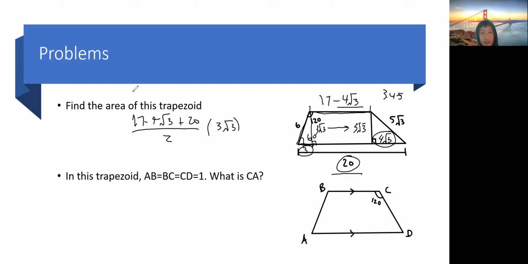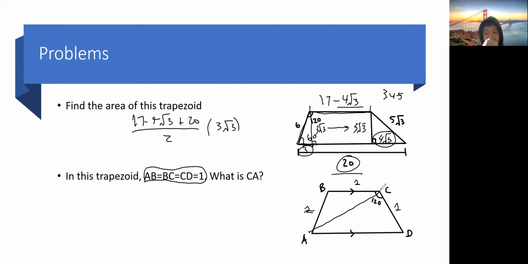All right, now the next one, we're going to use a very similar strategy. First, we got to use this clue here: AB equals BC equals CD equals 1. So AB is 1, BC is 1, CD is 1. Now I want to find CA. Well, we got to draw this in somehow, right? So let's draw it in.